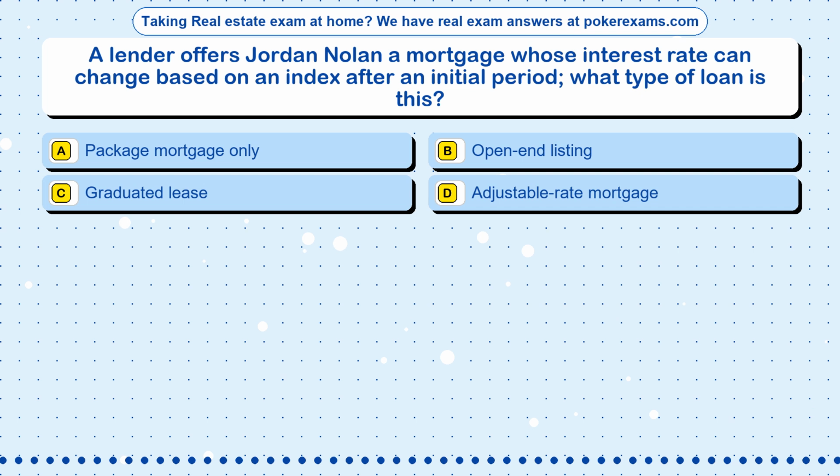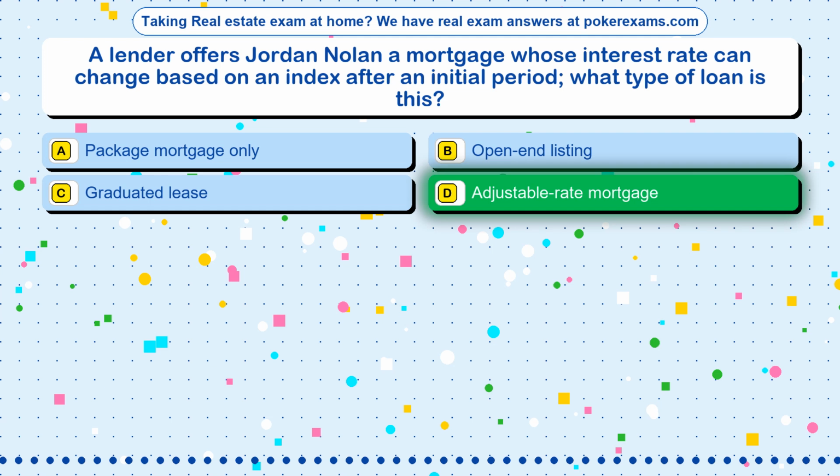Question 88. A lender offers Jordan Nolan a mortgage whose interest rate can change based on an index after an initial period. What type of loan is this? Option A, package mortgage only. Option B, open-end listing. Option C, graduated lease. Option D, adjustable rate mortgage.